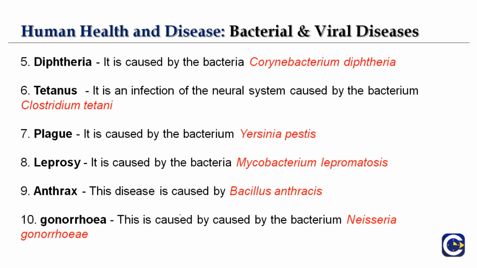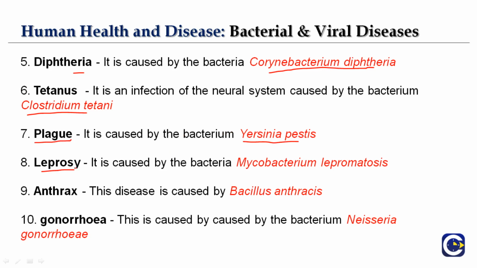Okay. So next we are going to see the list of other bacterial diseases. Some of which include diphtheria. Diphtheria is caused by the bacteria Corynebacterium diphtheriae. Next we have tetanus here. It is an infection of the neural system and that is caused by Clostridium tetani. Next we have plague. It is caused by the bacteria Yersinia pestis.